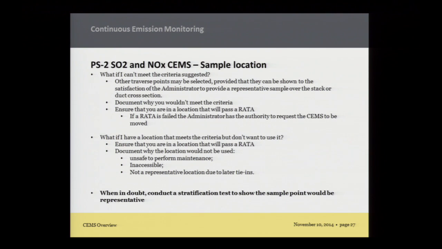Ensure that you're in a location that will pass a RATA. Again, that's the first. And then document why the location wouldn't be used. It's unsafe to perform the maintenance in that area. It's inaccessible, or it's not a representative location. Maybe you have later tie-ins.